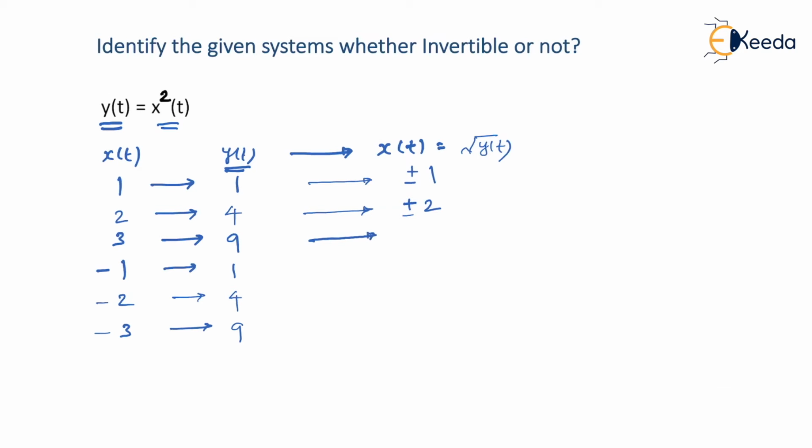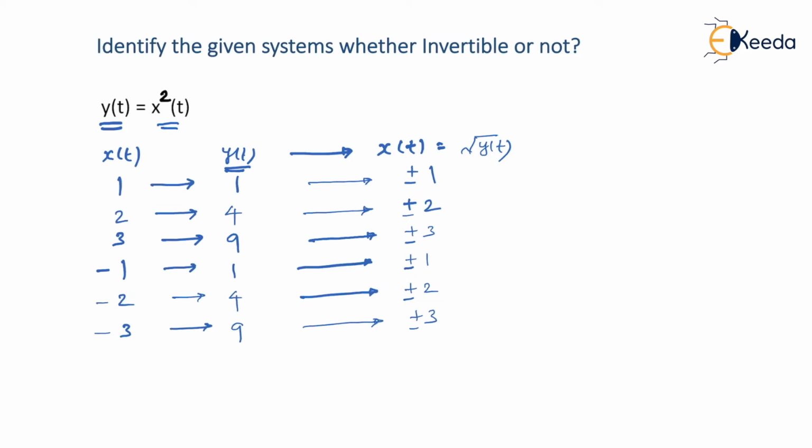If you give 9 as input, again you will have plus or minus 3. For 1, again you are getting plus minus 1. For 4 input, you are getting square root of 4 as plus minus 2, and square root of 9 is plus minus 3. Is that right?